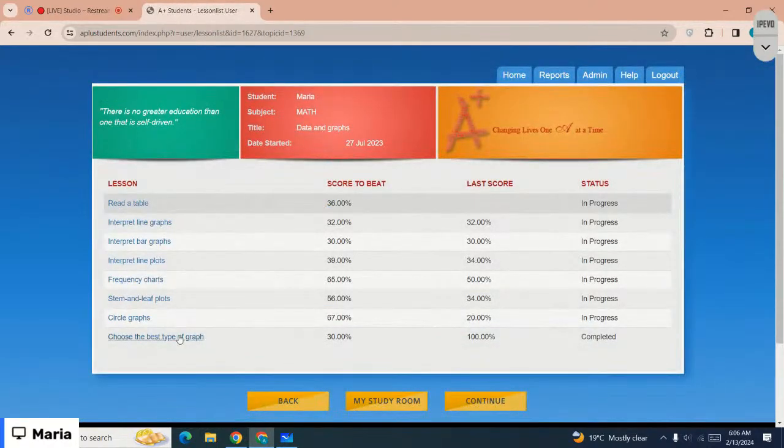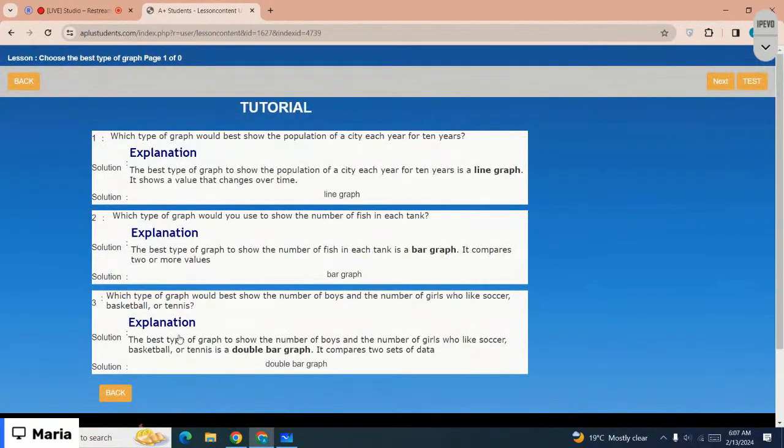Choose the best type of graph. Like if you are given data and you have to make a graph of the data, what type of graph are you going to make, right? Because there are so many types of graphs. Just look at the first example. Which type of graph would best show the population of a city each year for 10 years, right? So basically you have to represent the population of every year for 10 years.